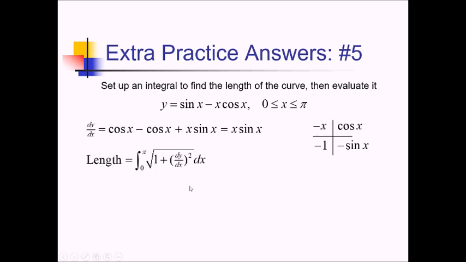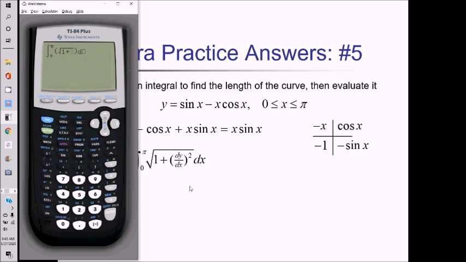And now let me do the rest on the calculator. So far I've done math 9. I've entered 0 and pi as my limits of integration. We have a square root of 1 plus, and now I need dy over dx, the derivative. So I'm going to open a parentheses, and we have x times the sine of x.